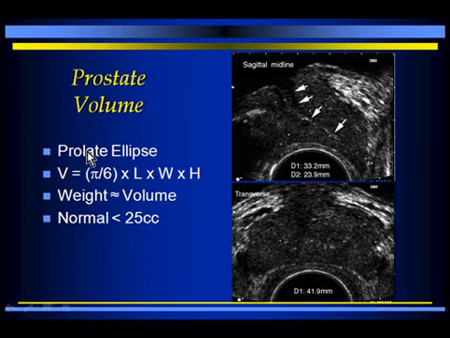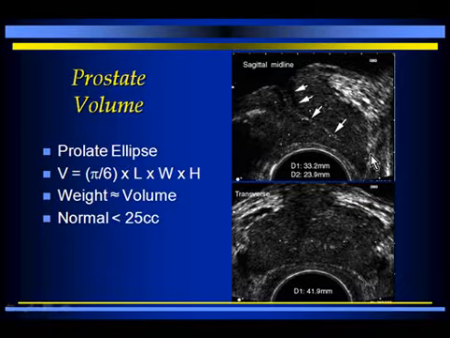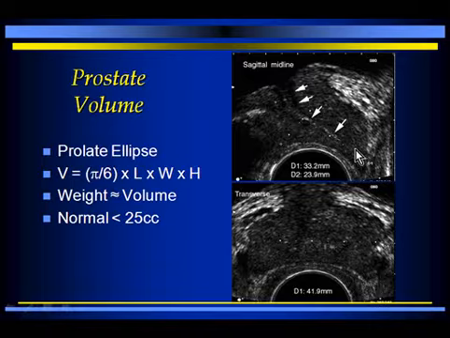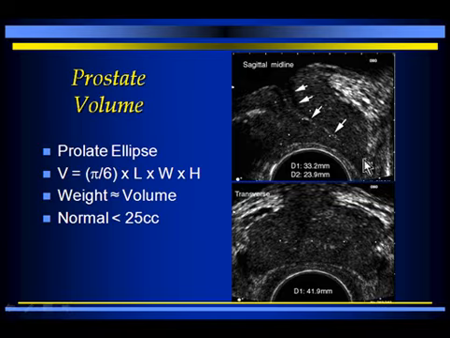Okay, so prostate volume. You're going to get two images of the prostate. This is the sagittal image on a transrectal view. Bladder's up here, apex of the prostate's down here. We see the urethra coming through the prostate. That's what the arrows show you. You're going to measure a cranial to caudal dimension. You're going to measure an anterior to posterior dimension. Those are two dimensions of the prostate. Then you're going to do the transverse image of the prostate, and get the maximum transverse dimension.